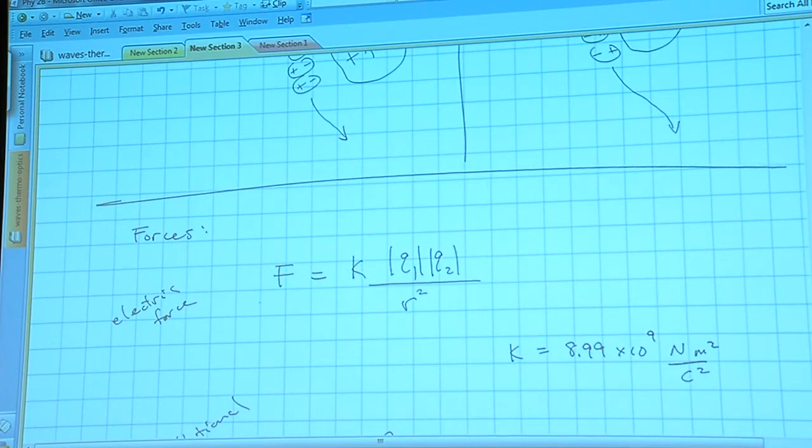So the easiest way to do this is just to find the magnitudes. And then look at the situation and say, is this an attractive force or is it a repulsive force? If it's attractive, draw the arrows toward each other. If it's repulsive, draw the arrows away from each other. Figure out the direction that way.